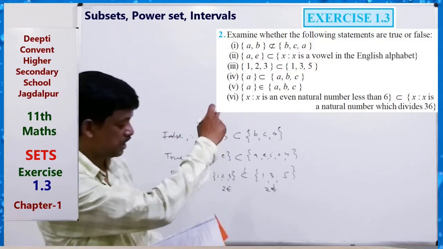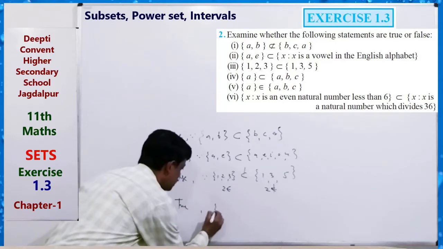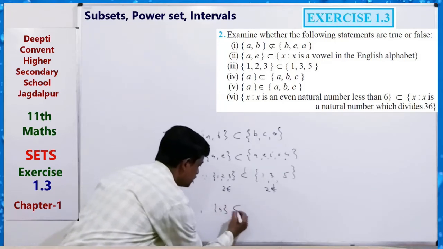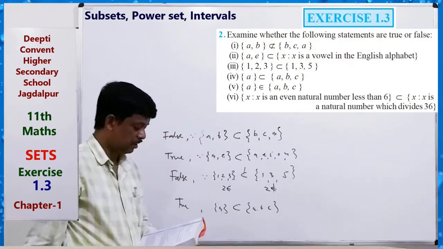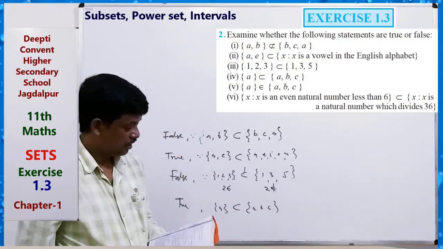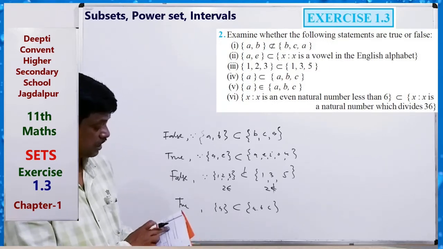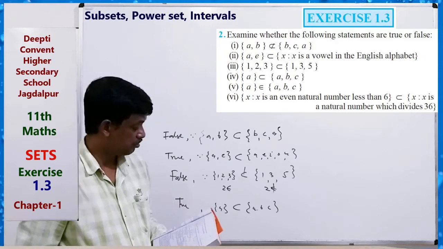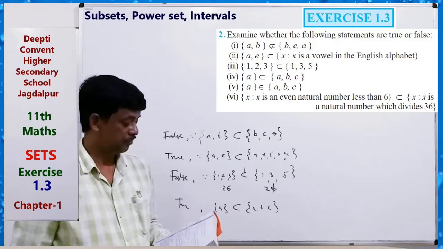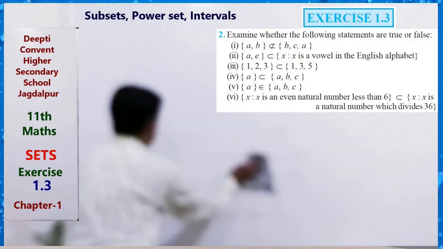Fourth: A is a subset of ABC. True, because A is a subset of ABC. There are many differences in notation, so see carefully. Now question 5.